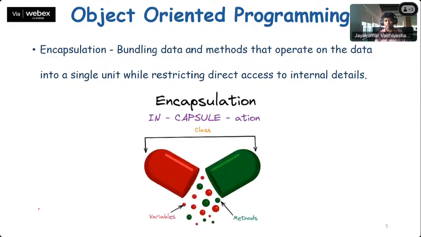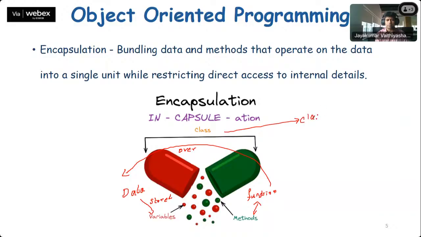So we can look at it like this. All your data will be stored in the form of variables. What are the functions you are going to perform over your data? They are said to be methods. So if you combine data plus methods in a single form, that is called a class. So a class will give an idea about an object.